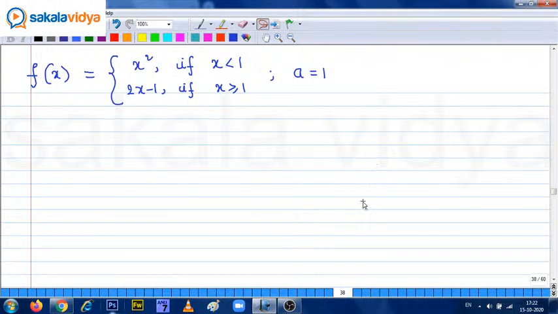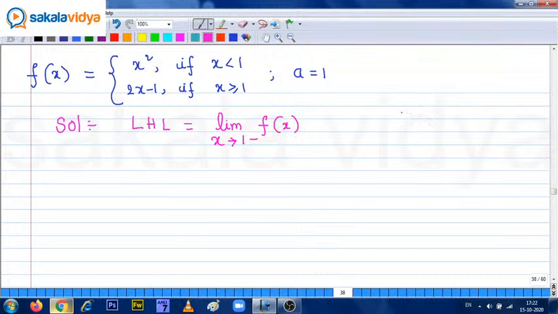So this is the problem now. Okay, let us do it. Now the solution. First, let us evaluate the left hand limit, that is, limit x tends to 1 minus f of x. As x approaches 1 minus from the left hand side, x is less than 1. When x is less than 1, the function we need to take is x square.